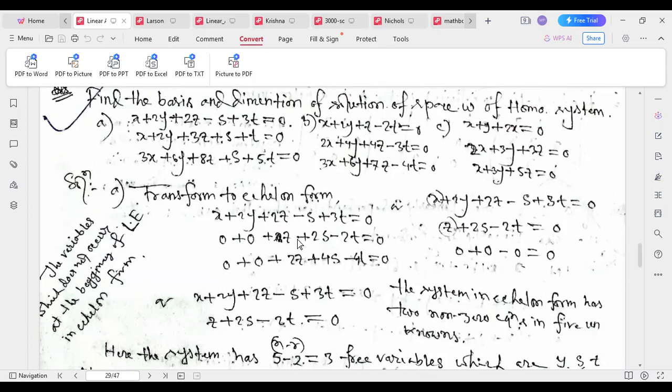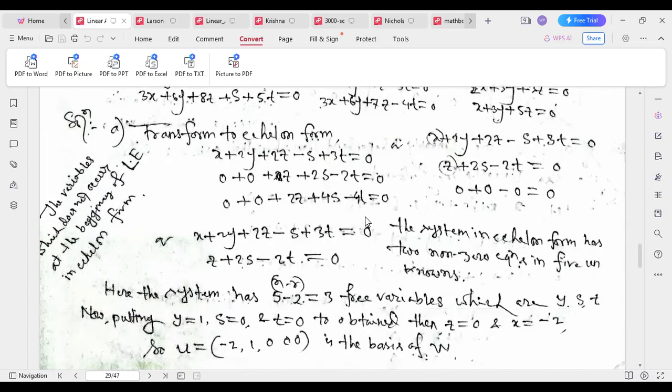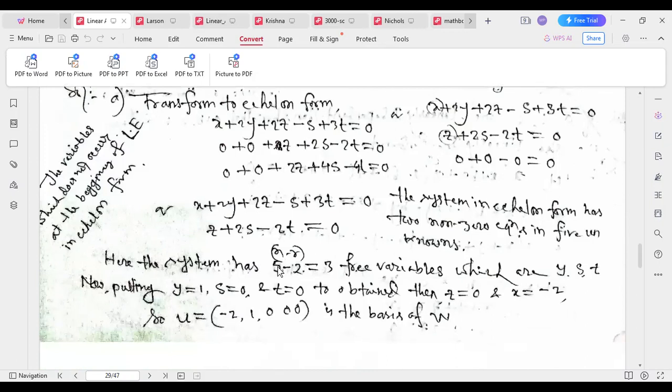How? Subtracting 1 from 2 and subtracting 3 times 1 from 3. So we observe that 2 equations are non-trivial and the last equation becomes 0. So the system in echelon form has 2 non-zero equations in 5 unknowns. So here the number of free variables is the number of variables minus the number of equations in echelon form, which equals 3 free variables. So y, s, t are the free variables.